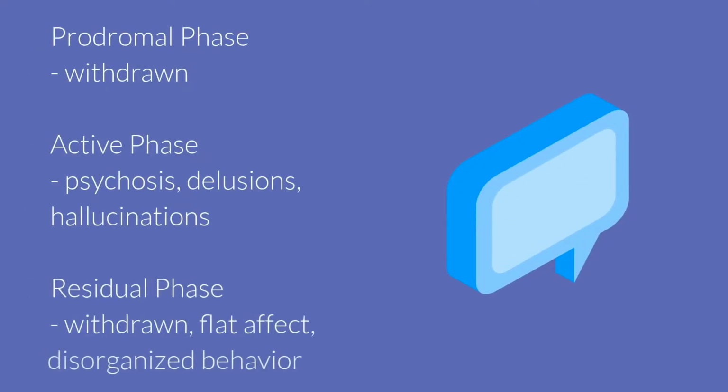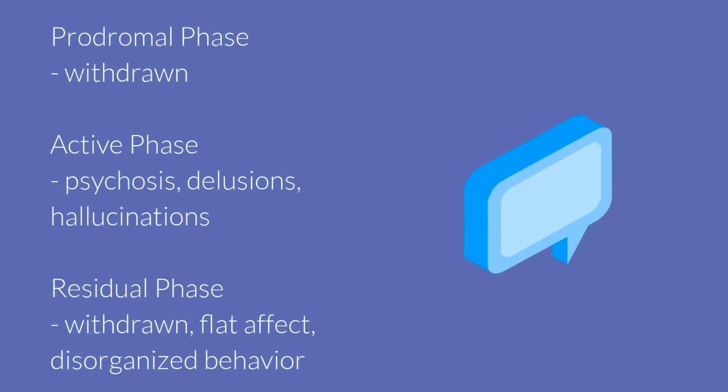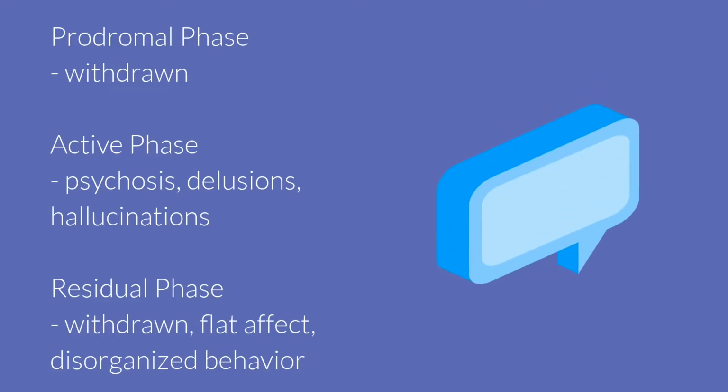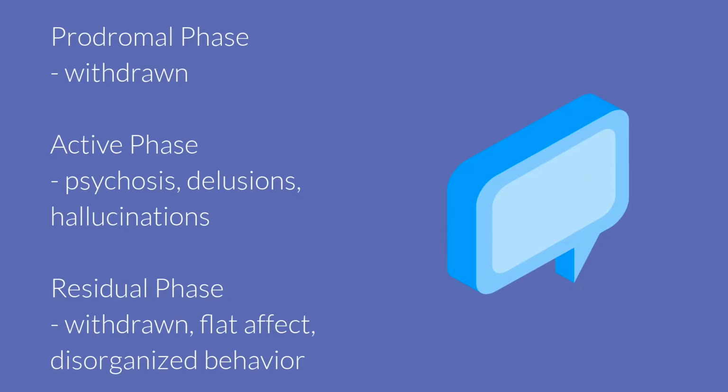So there are generally 3 phases to schizophrenia. The first phase is the prodromal phase, where individuals may become withdrawn from society and may experience a decline in functioning preceding their first psychotic episode. The second phase is the active phase, where individuals experience severe positive symptoms like delusions and hallucinations. And the third phase is the residual phase.